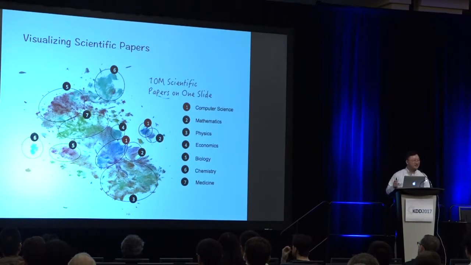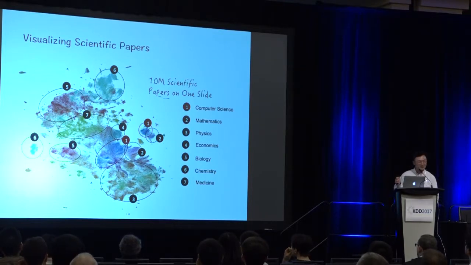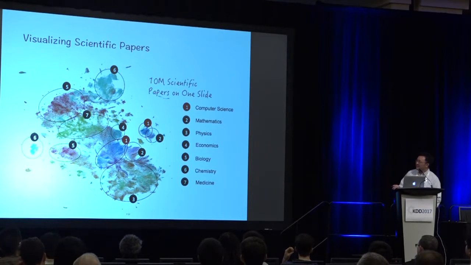By the way, this is one example that we created in one of our recent works to visualize 10 million scientific papers on a single slide. The data was taken from the Microsoft Academic, and you can see that there are literally 10 million points. Every point corresponds to a scientific paper.